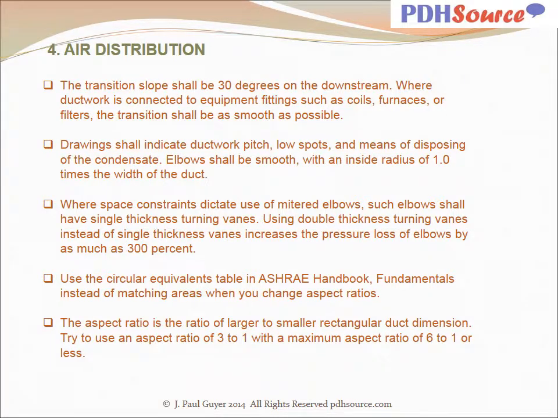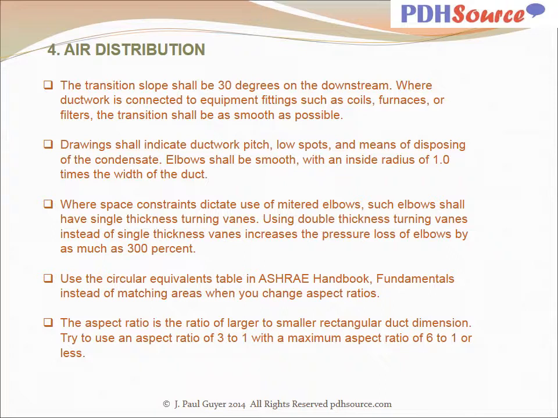The transition slope should be 30 degrees on the downstream. Where ductwork is connected to equipment fittings such as coils, furnaces, or filters, the transition shall be as smooth as possible. Drawings shall indicate ductwork pitch, low spots, and means of disposing of the condensate. Elbows shall be smooth with an inside radius of 1.0 times the width of the duct. Where space constraints dictate use of mitered elbows, use elbows that shall have a single thickness turning vane. Using double thickness turning vanes instead of single thickness vanes increases the pressure loss of elbows by as much as 300%.